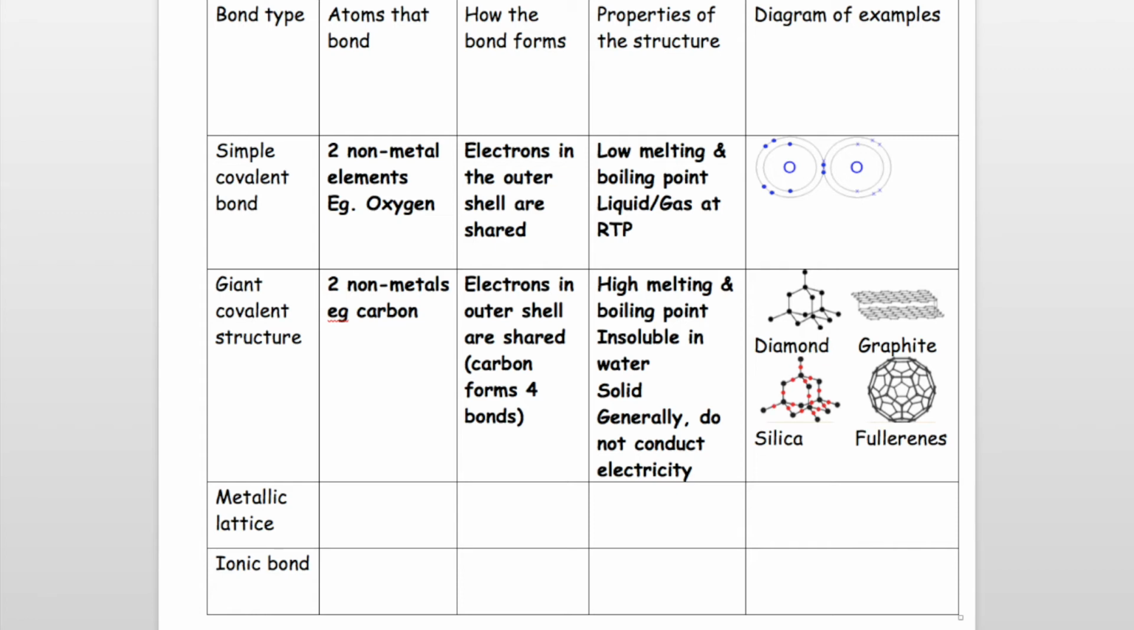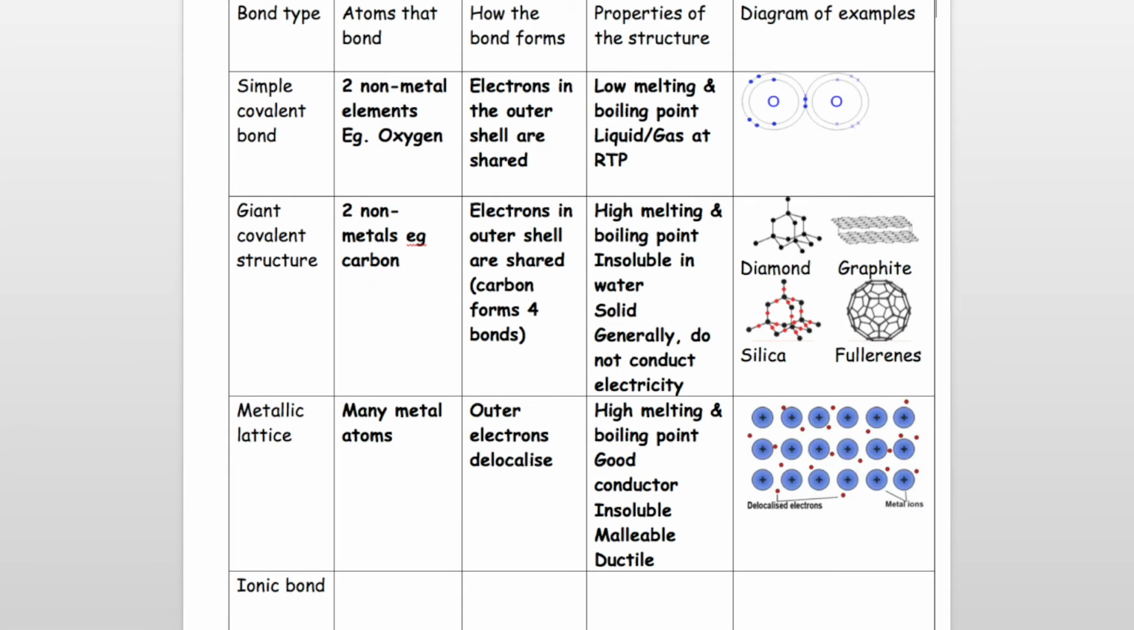You may also be asked to explain why there is a high melting and boiling point in giant covalent structures. This is due to the many atoms present in a giant covalent structure. As these are covalent bonds, they are very strong, and as there are many, a lot of energy is needed to overcome these bonds. The next structure we're going to look at are metallic lattices.